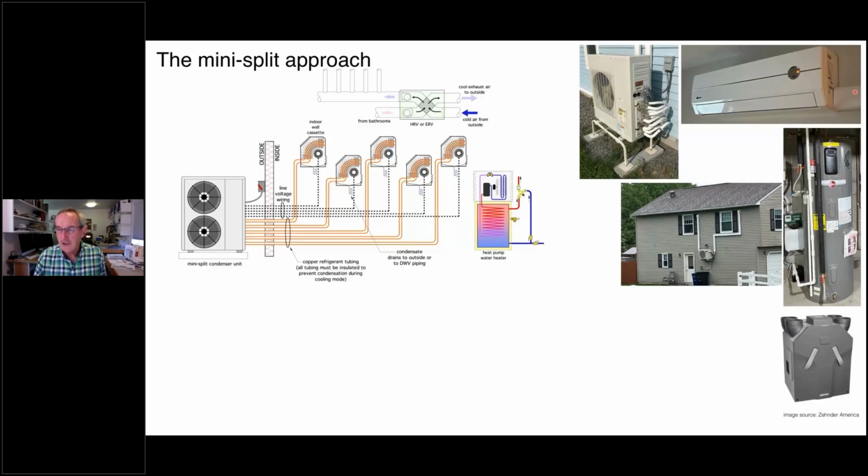This plastic channel here just covers up the line sets inside. Here's a heat pump water heater. You can see the condensate goes down to a condensate pump here. Here's an example of a heat recovery ventilator unit from Zender. There's several brands out there.